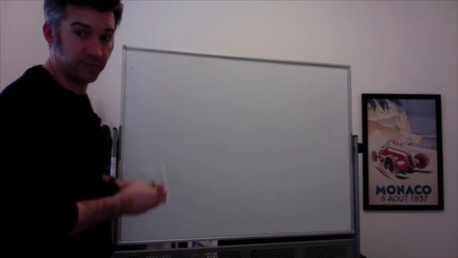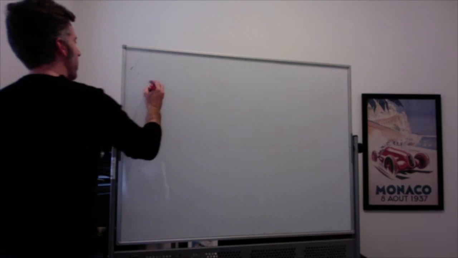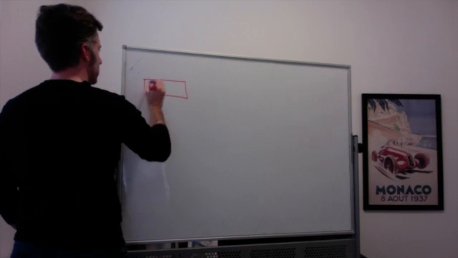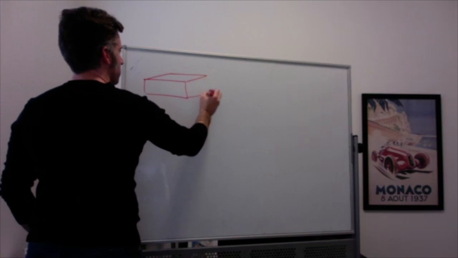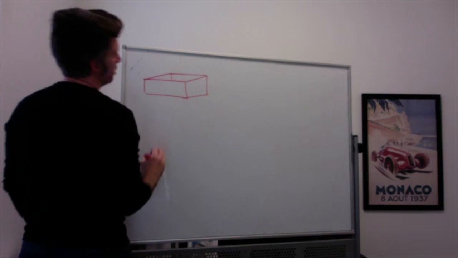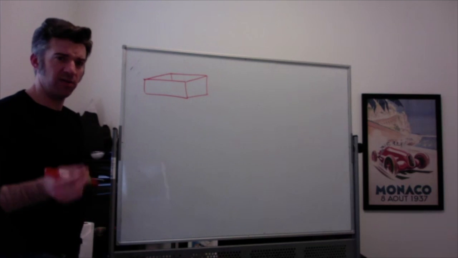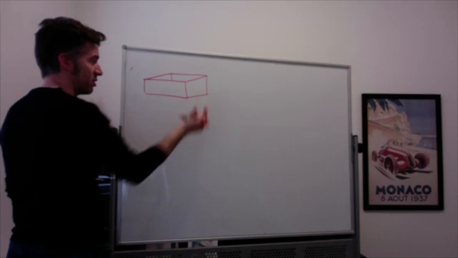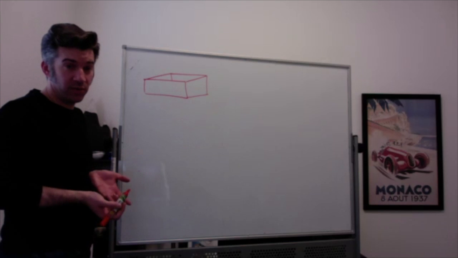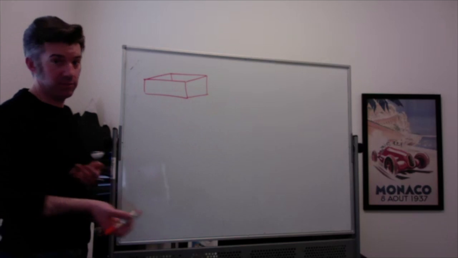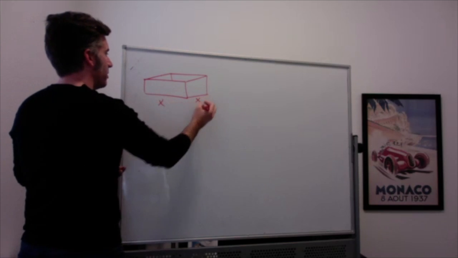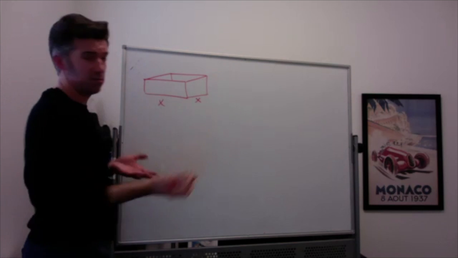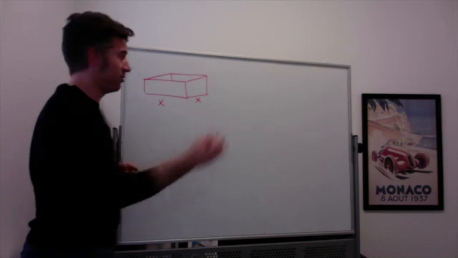So let's do the thing. Here is my general box. I know the base should be square, meaning this length and this length should be the same. I don't know what those lengths are, so I'm going to give them variable names, x. The height doesn't have to be the same, so I should give it a different variable name. It's called y.